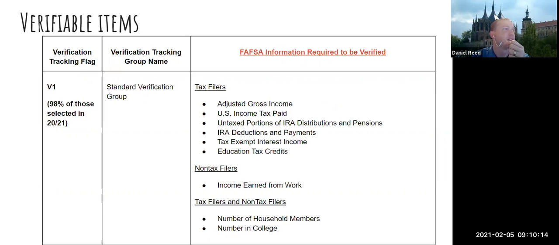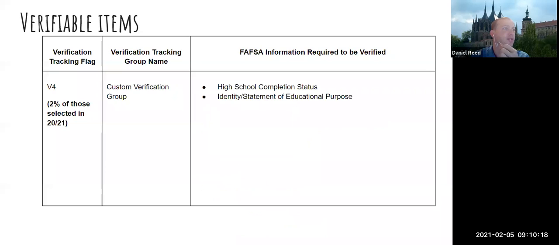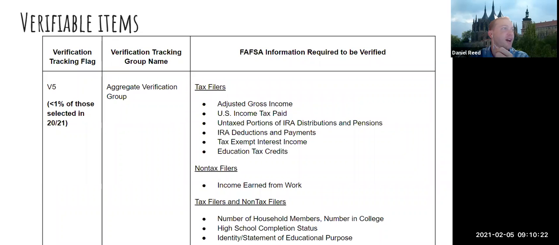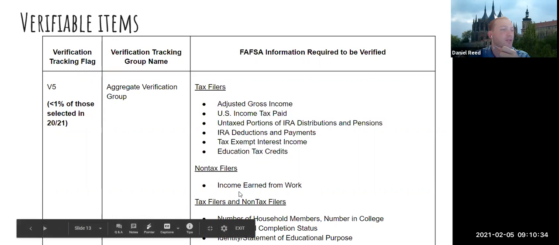So if we start with that V1, they call that one the standard verification group. V2, they call the custom verification group. And V4 was the custom. And V5 is the aggregate. So it has everything. It has all the things from V1 and it has all the things from V4. So that's why it goes all the way down to the bottom of this slide.